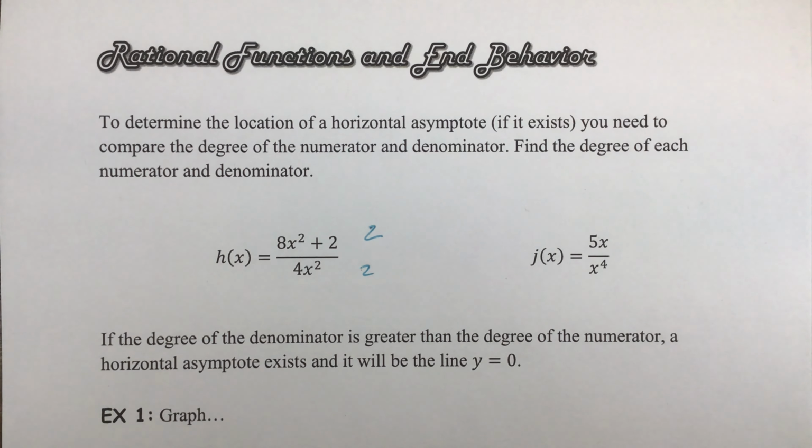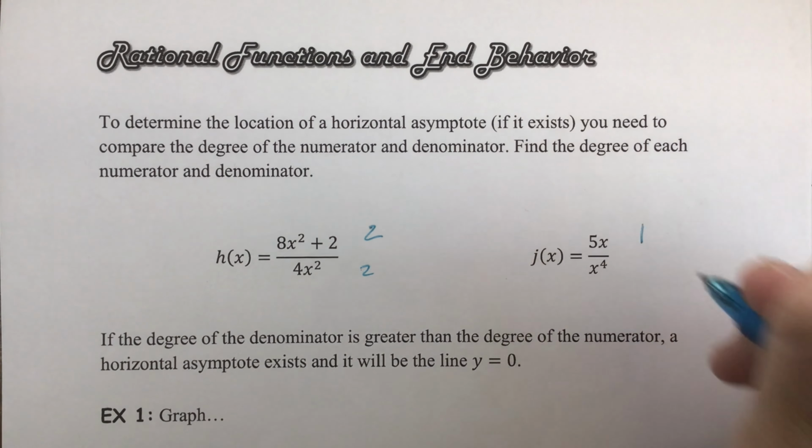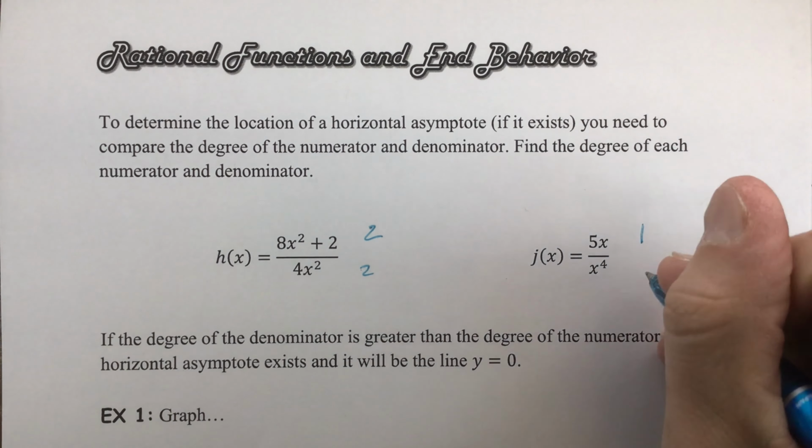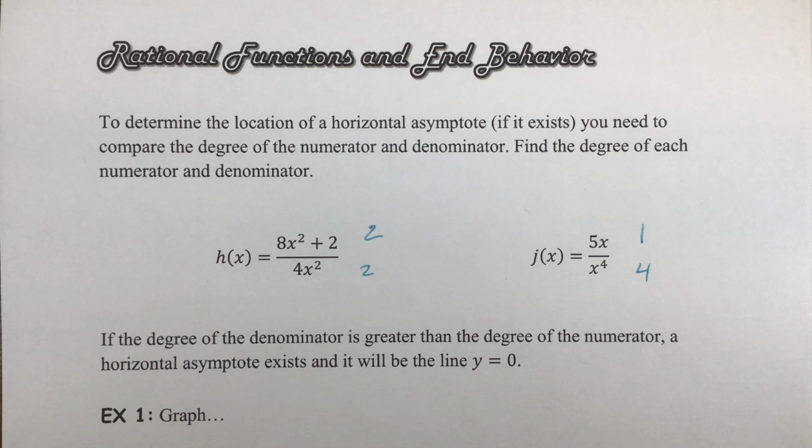For j of x, the degree of the numerator is going to be a 1. The denominator is a 4. So this is a second case where the degree of the denominator is greater than the degree of the numerator. The third case, which we don't have an example of yet, is going to be when the degree of the numerator is greater than the degree of the denominator.